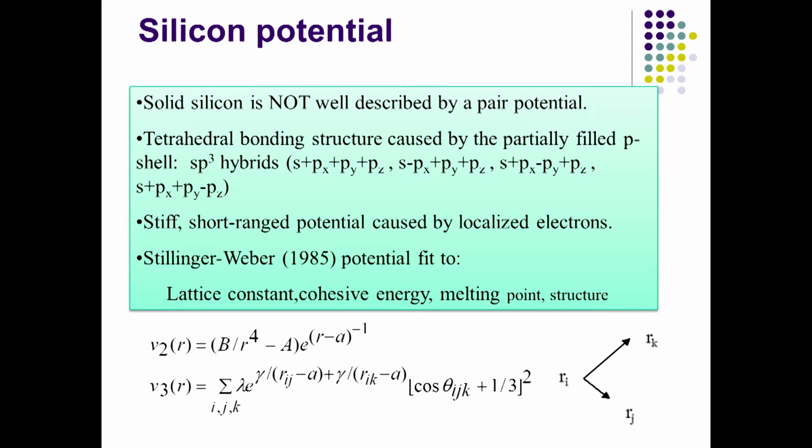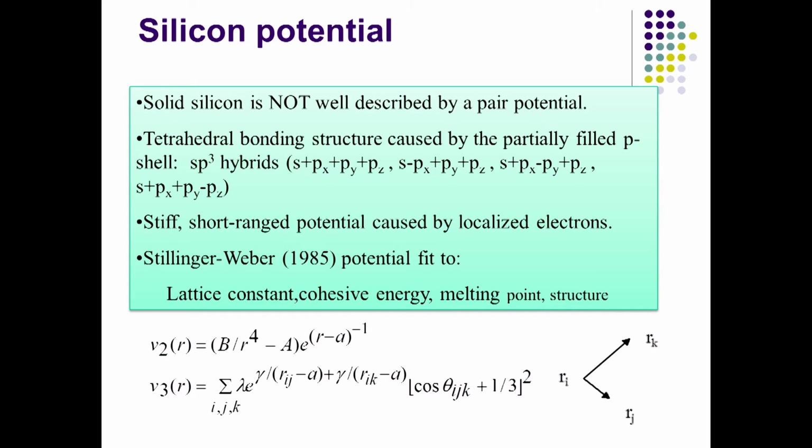So, if you look at the distribution of orbitals in silicon material, you are looking at these partially filled p shells, and those partially filled p shells make silicon also have charge interaction. So, there is a short range potential caused by localized electrons, and it is the stiff potential for short range interaction, and then you also have to take care of the electronic interaction due to the unfilled p shells.